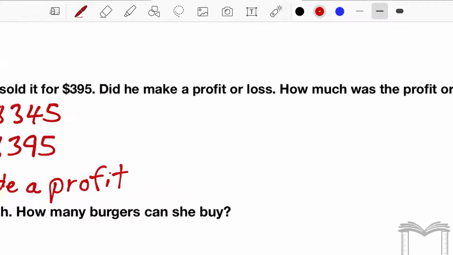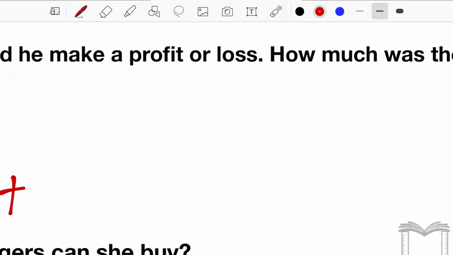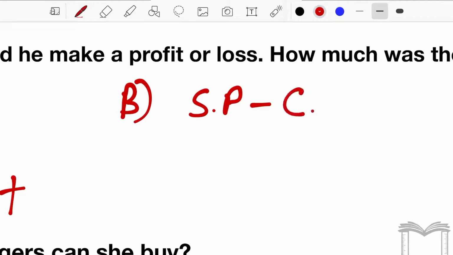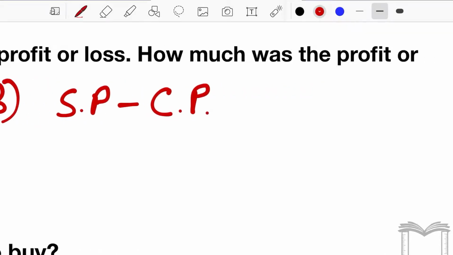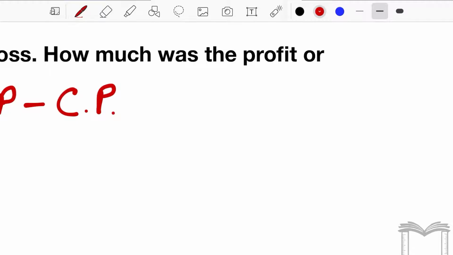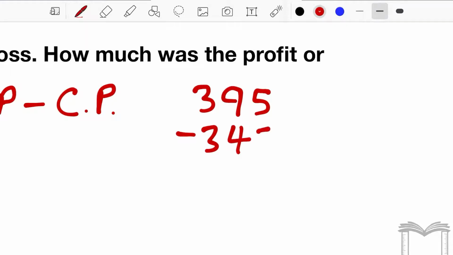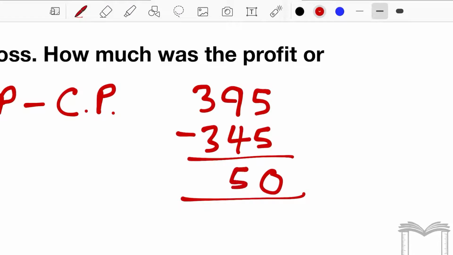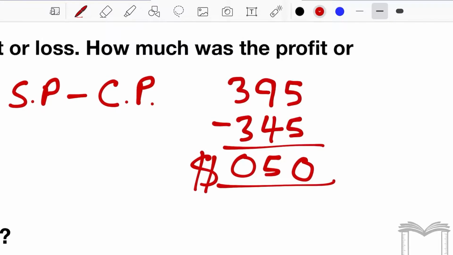Part B, how much was the profit or loss? So we know it's a profit. The profit will be the selling price minus the cost price. So that's $395 minus $345. And that will give you $50.